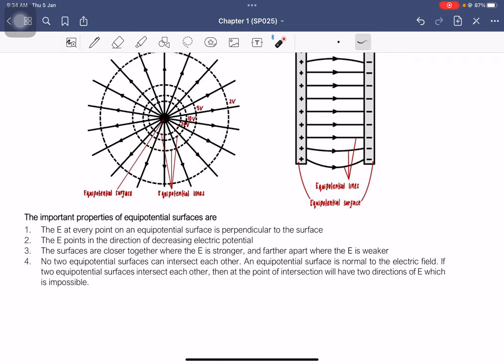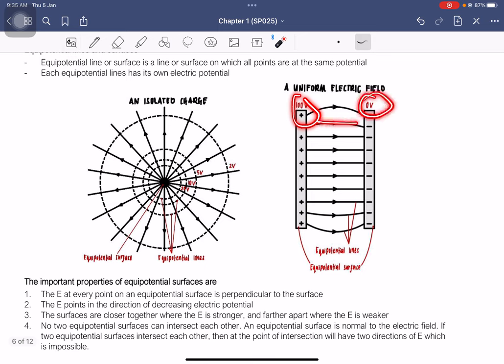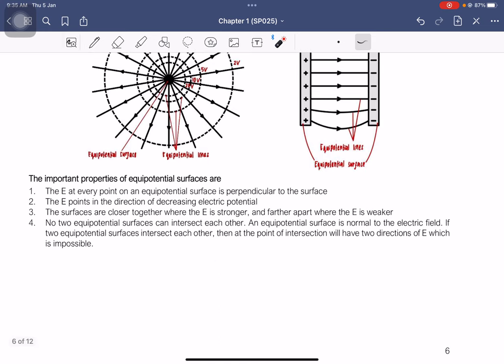The electric field at every point on an equipotential surface will be perpendicular to the surface, okay? And then the electric field points in the direction of decreasing electric potential, okay? So this is the electric field kan, so it points towards a decrease in electric potential. Sama je macam ni, from 100 volt to 0 volt, so dia decreasing lah, maksudnya dia point towards a decreasing of electric potential punya value.